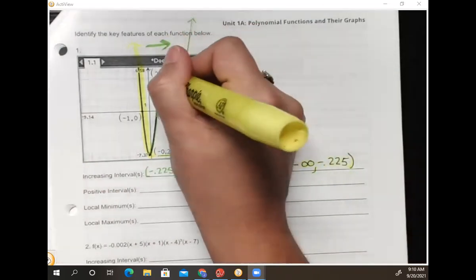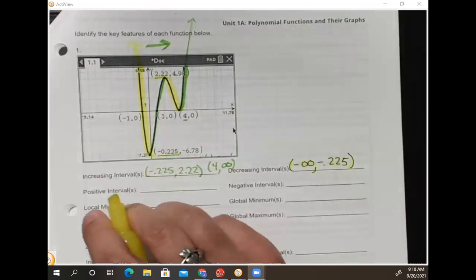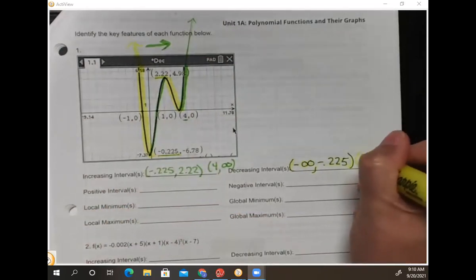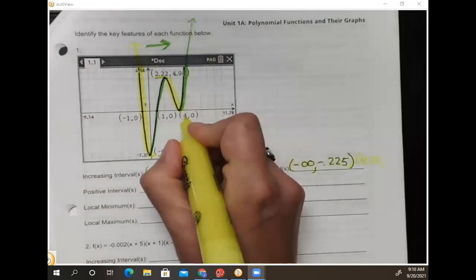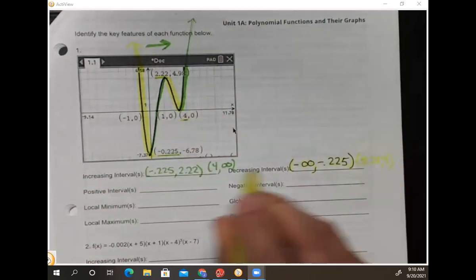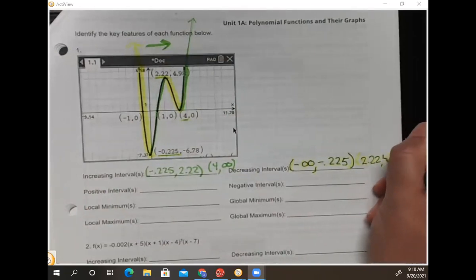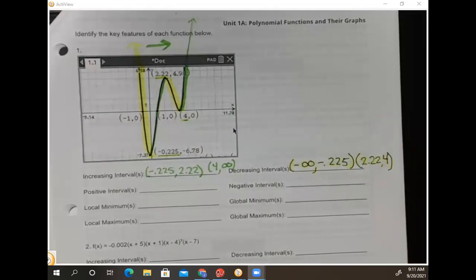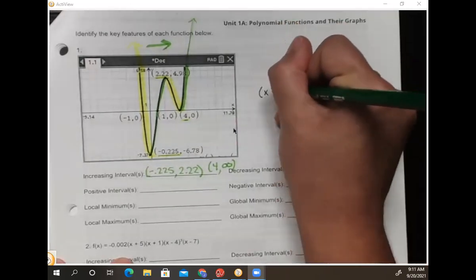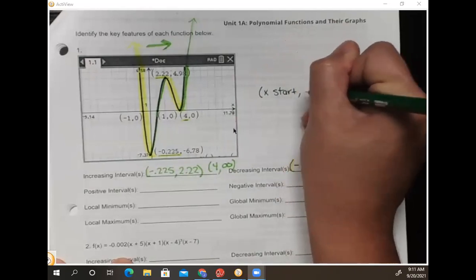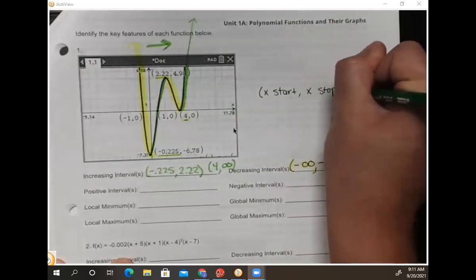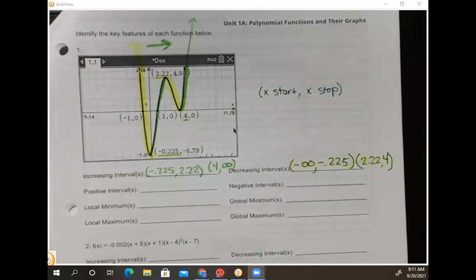And then I have another decreasing interval that starts at 2.22 and goes until 4. Remember, I'm always naming my intervals with the x value where they start and then the x value where they stop. Questions for me so far on increasing and decreasing intervals?